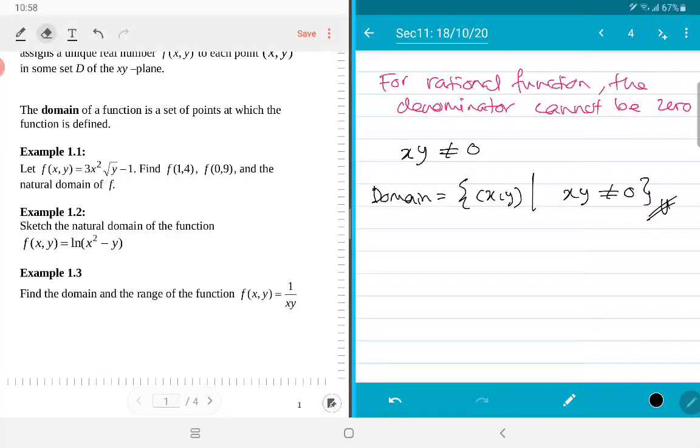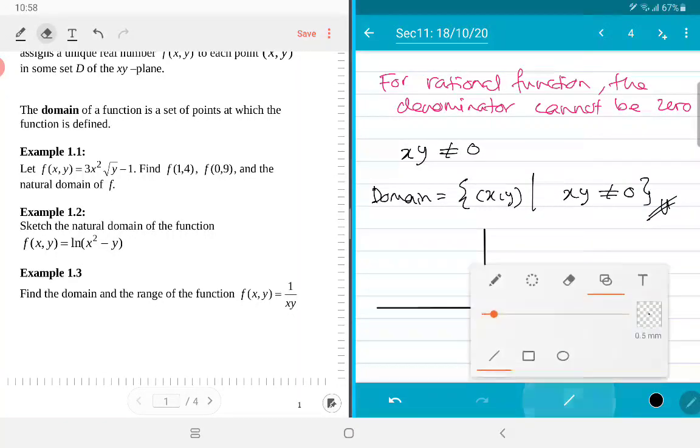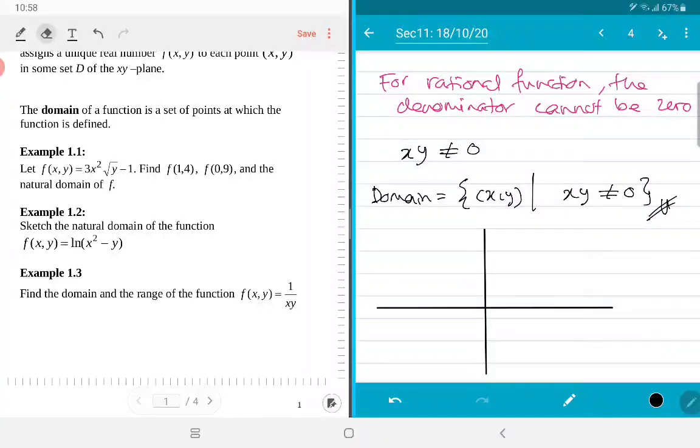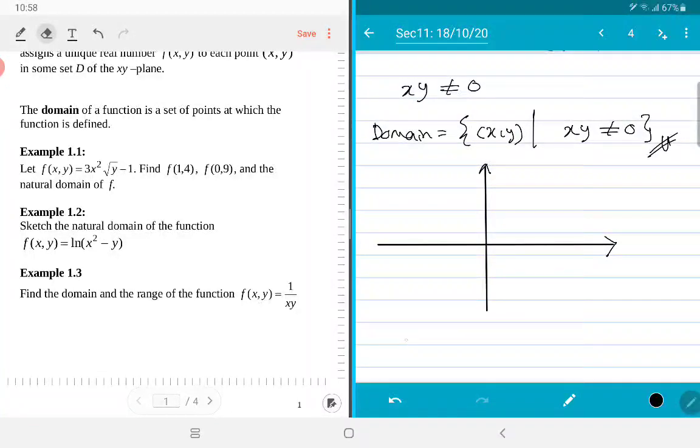x is a real number, y is a real number, but the product of x and y cannot be 0. Okay, let's say we want to sketch this. So here we have the y-axis and the x-axis. All right, let me ask you, where is x times y equal to 0? Okay, there are many possibilities.